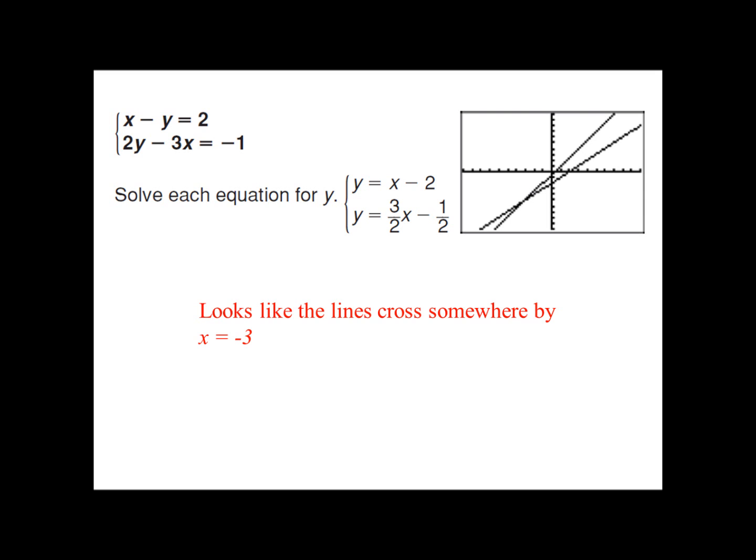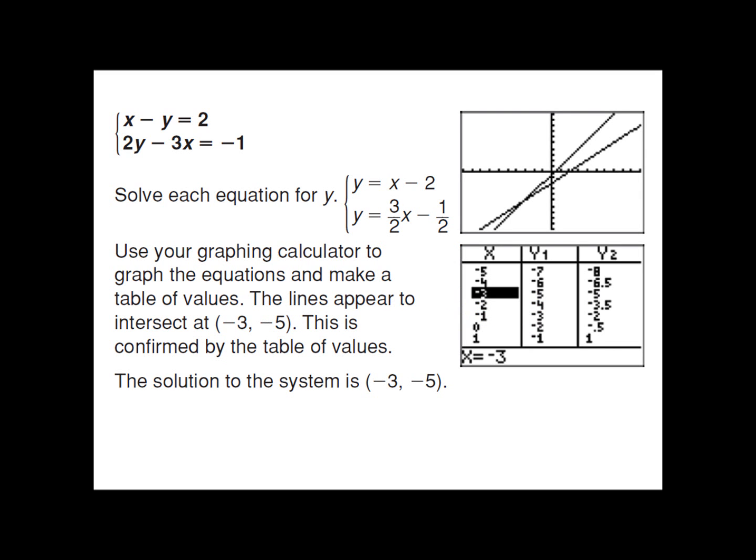Well, we make a table. If we plug negative 3 in to the first equation, we get negative 5. When we plug negative 3 into the second equation, we get negative 5. So the solution to this system is (negative 3, negative 5).